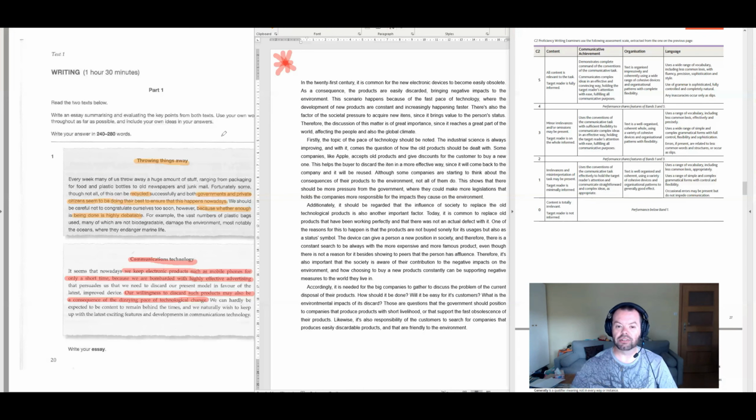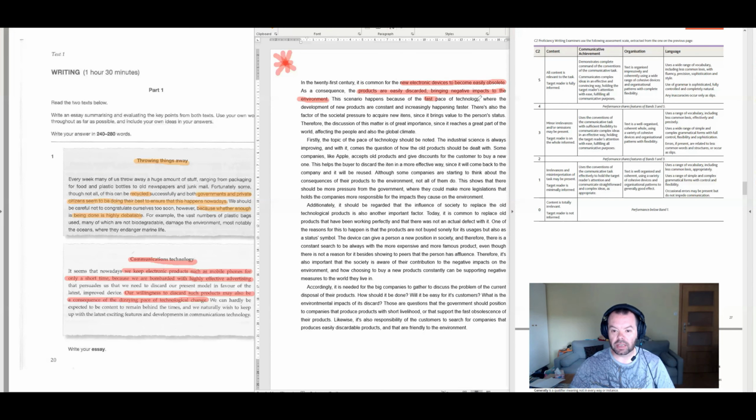Okay, so let's pause there a second. So this is our introduction. We need to find links in the introduction to both texts. So do we? Let's have a look. New electronic devices become obsolete. That sounds like something from the second text. As a result, the products are easily discarded, bringing negative impacts to the environment. I think that's also connected to the second text.